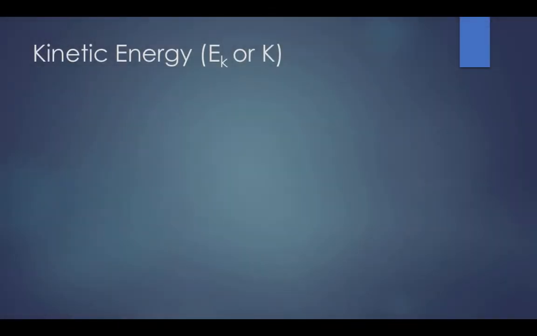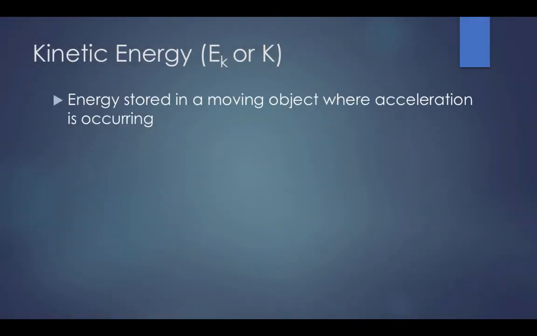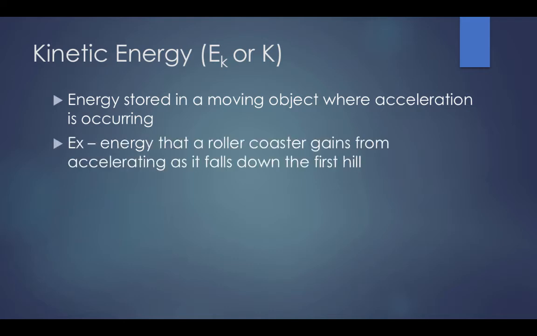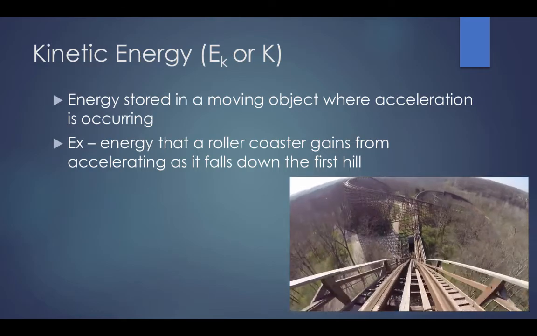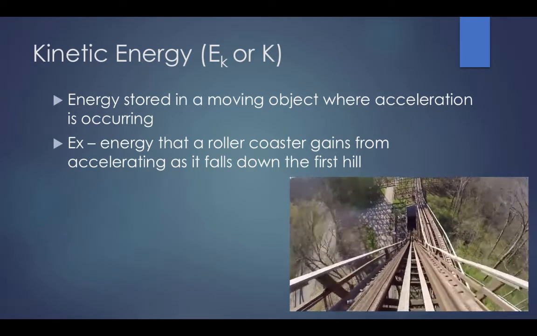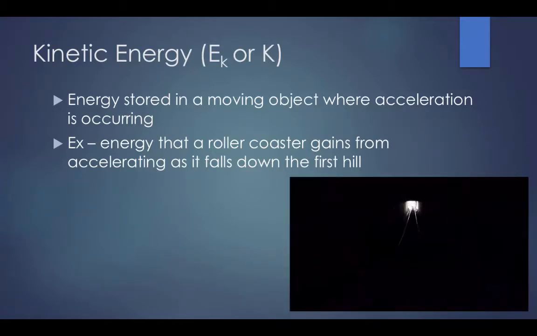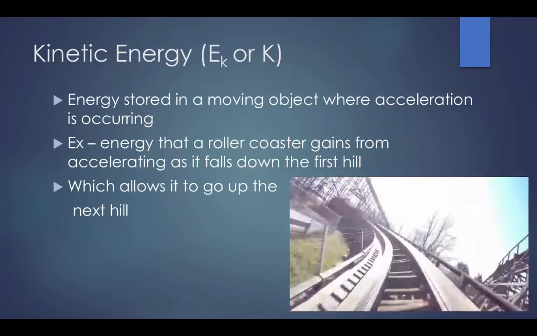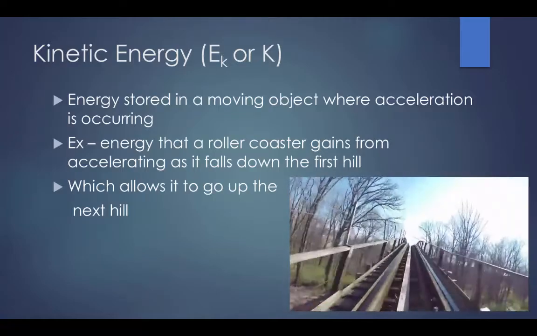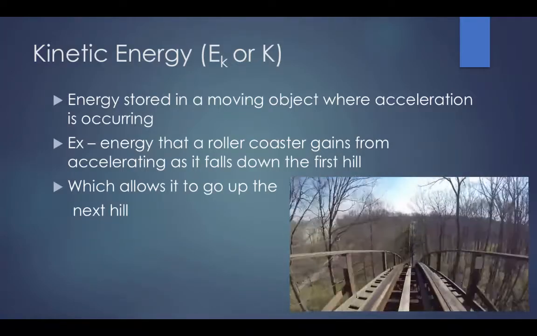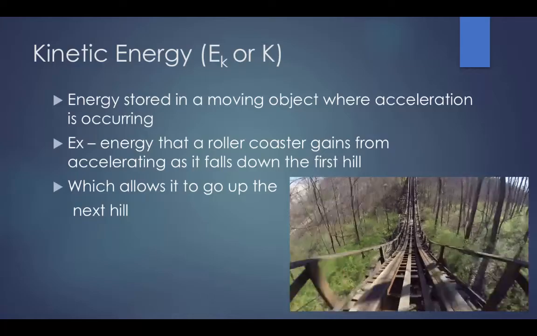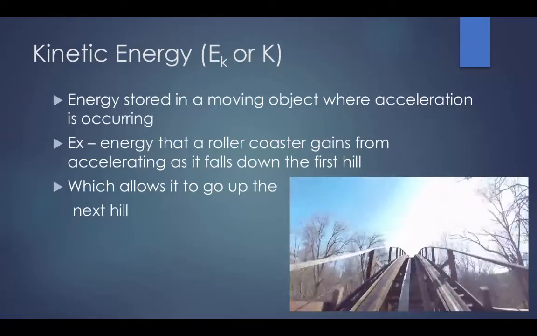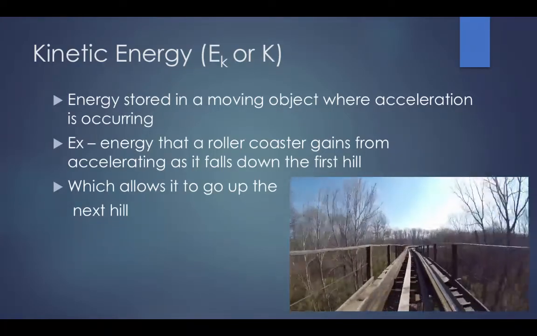Kinetic energy, given the symbol E sub k or simply uppercase K, is the stored energy in a moving object where acceleration is occurring. We can use the roller coaster example again, but this time as it accelerates down the hill. Here we have the potential energy converting into kinetic energy. This kinetic energy, the energy of motion, allows for the roller coaster cars to return back up the next hill.